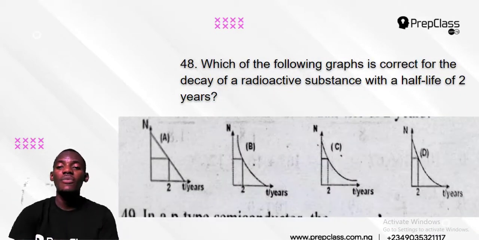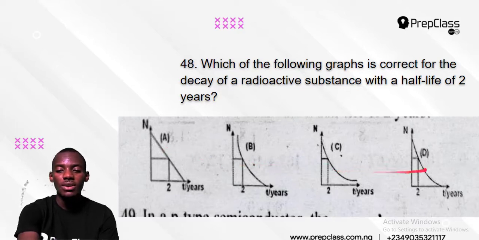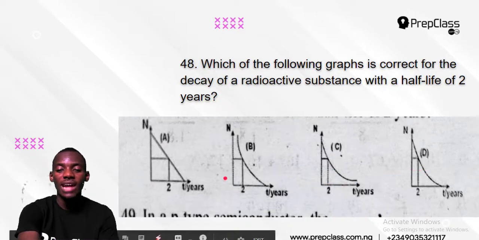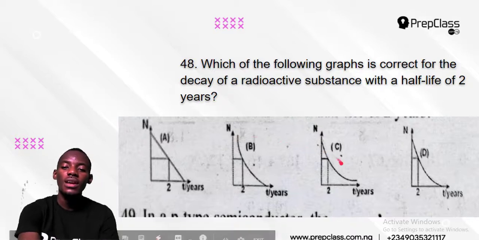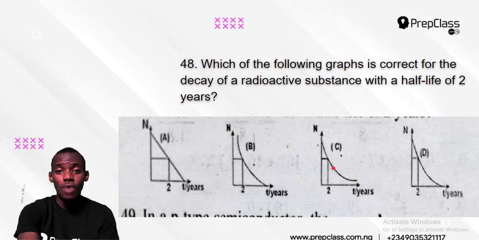Number 48. Which of the following graphs is correct for the decay of a radioactive substance with a half-life of 2 years? Now take a look at that. Now we have the first one. They look similar, but no, they are not similar. Look at this. It's not the same. Look at this. It's not the same. Now you may be saying that these are the same, but no. This is in contact. This is not in contact on top. This is not in contact below. This is in contact up and down. What do you think might be correct? Do you have any idea?